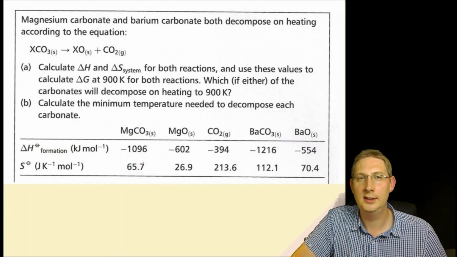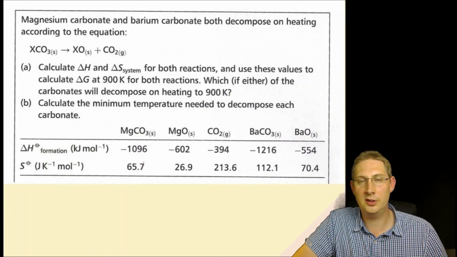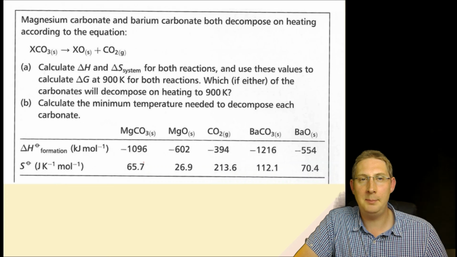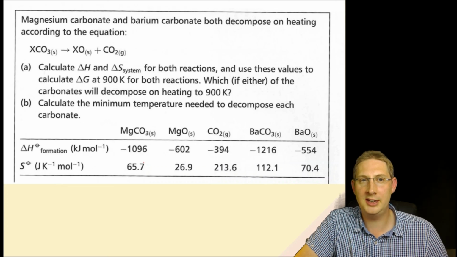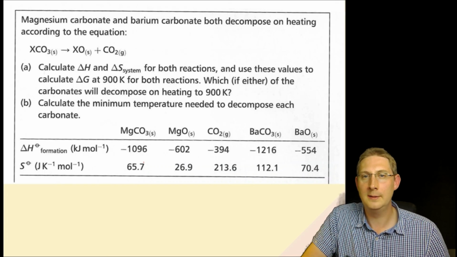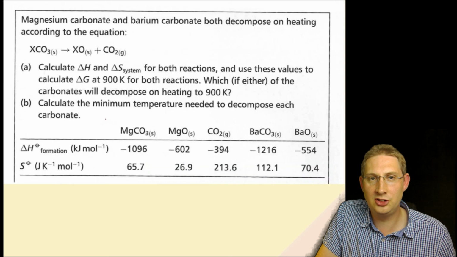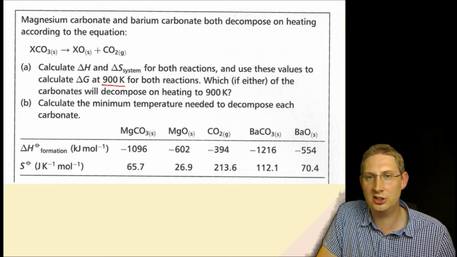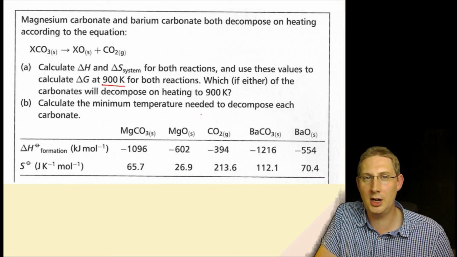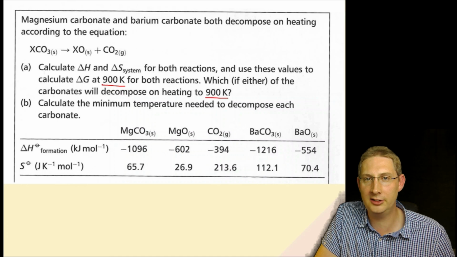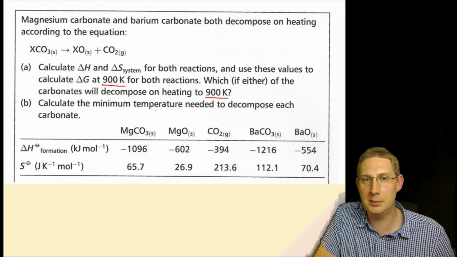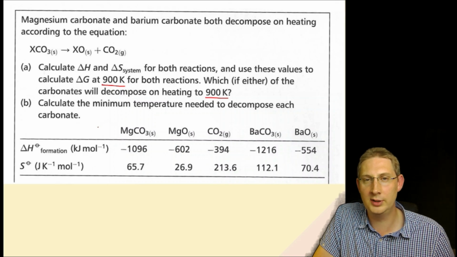And finally, another question for you to have a go, and I'll flash the answers below. Magnesium carbonate and barium carbonate both decompose on heating according to that equation. Calculate deltaH and deltaS system for both reactions. Use these values to calculate deltaG at 900 Kelvin for both reactions. Which, if either, of the carbonates will decompose on heating to 900 Kelvin? And calculate the minimum temperature needed to decompose each carbonate. Very straightforward. Have a go at that.